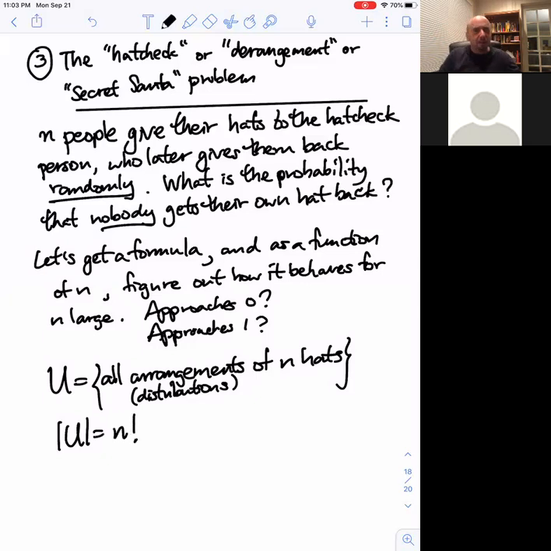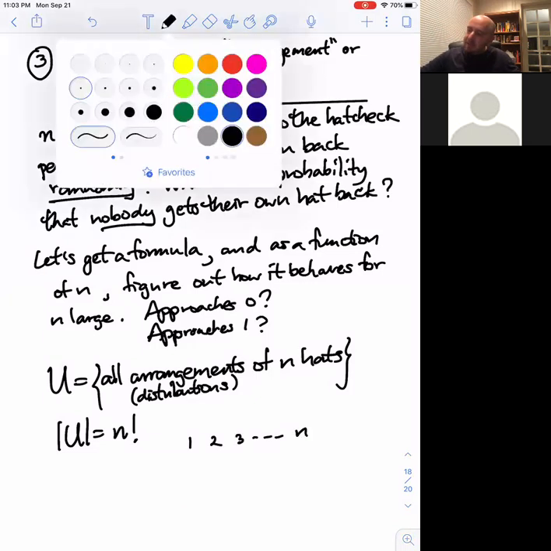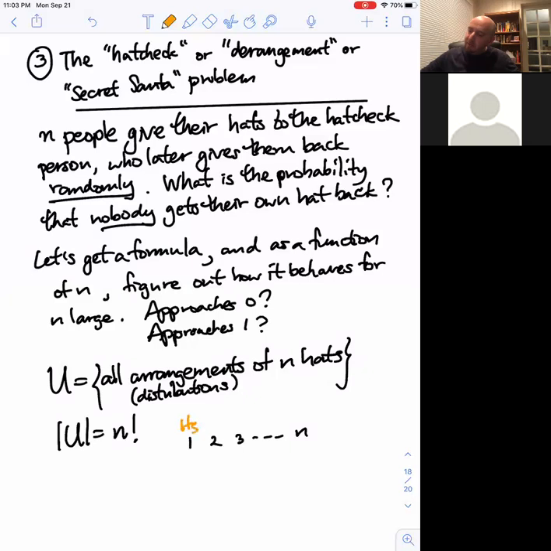So I'd like you to think about that. Why is it that if we put the n people and then we take the hats and arrange them like this is hat 5, hat 7, hat 1, hat 3 goes over here.